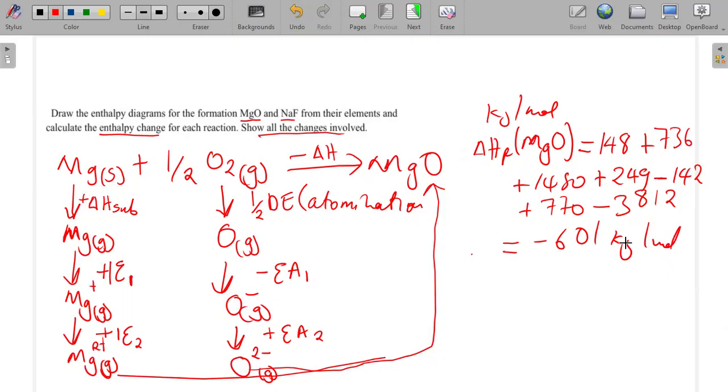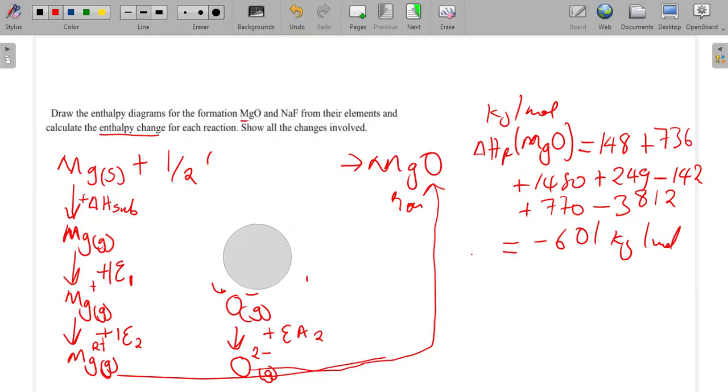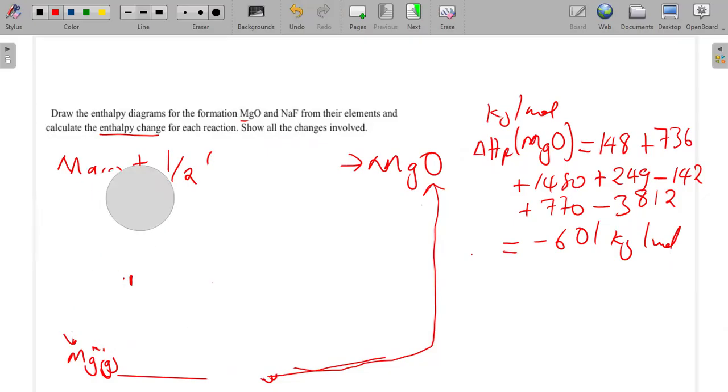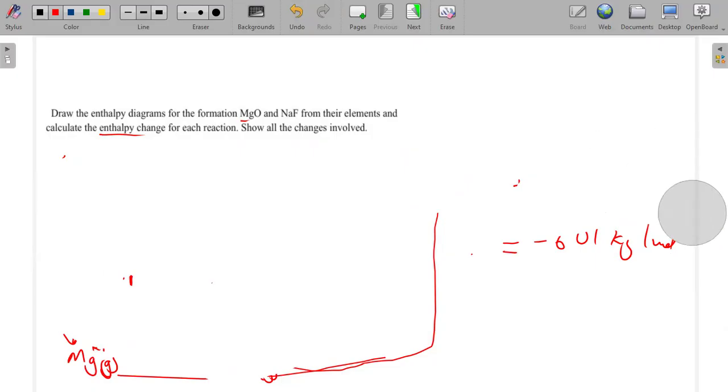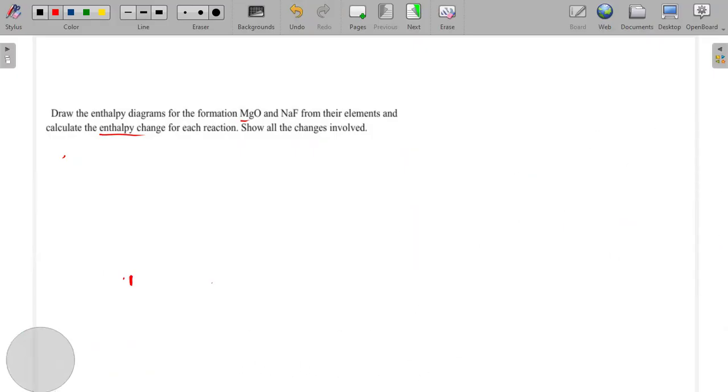Okay, so that's what we have there. We are done with magnesium. So we're going to do the second part, which is our sodium fluoride. Let's do the same procedure. We are going to follow the same procedure.